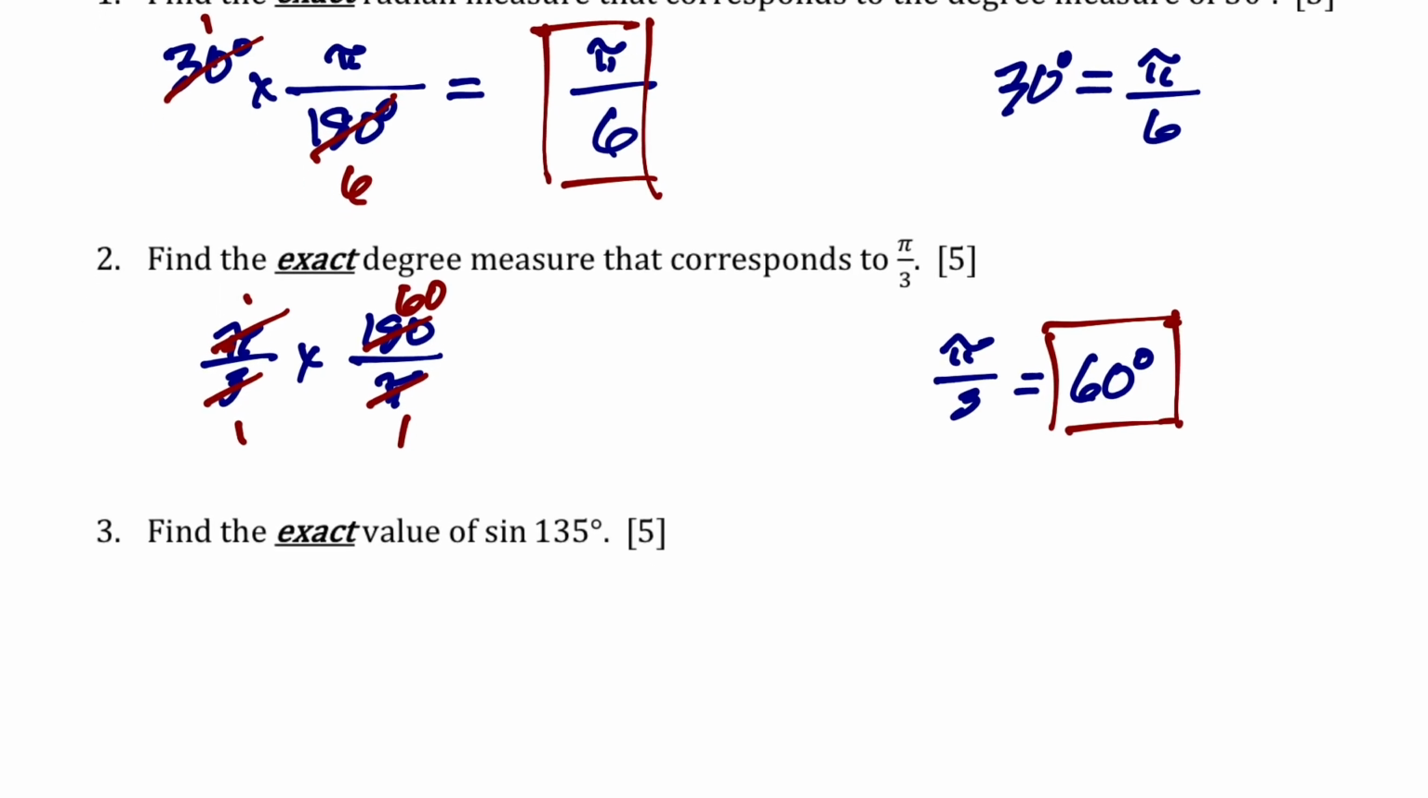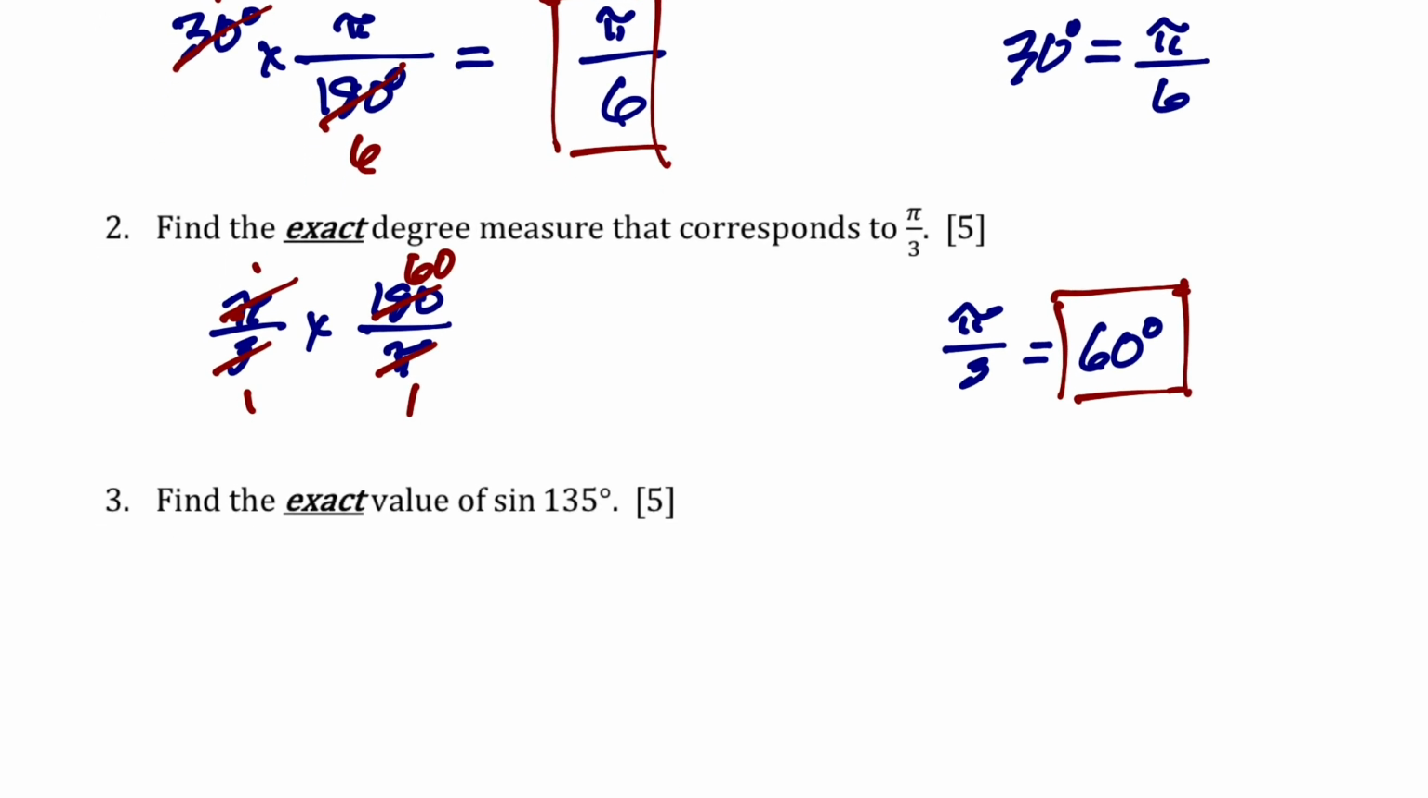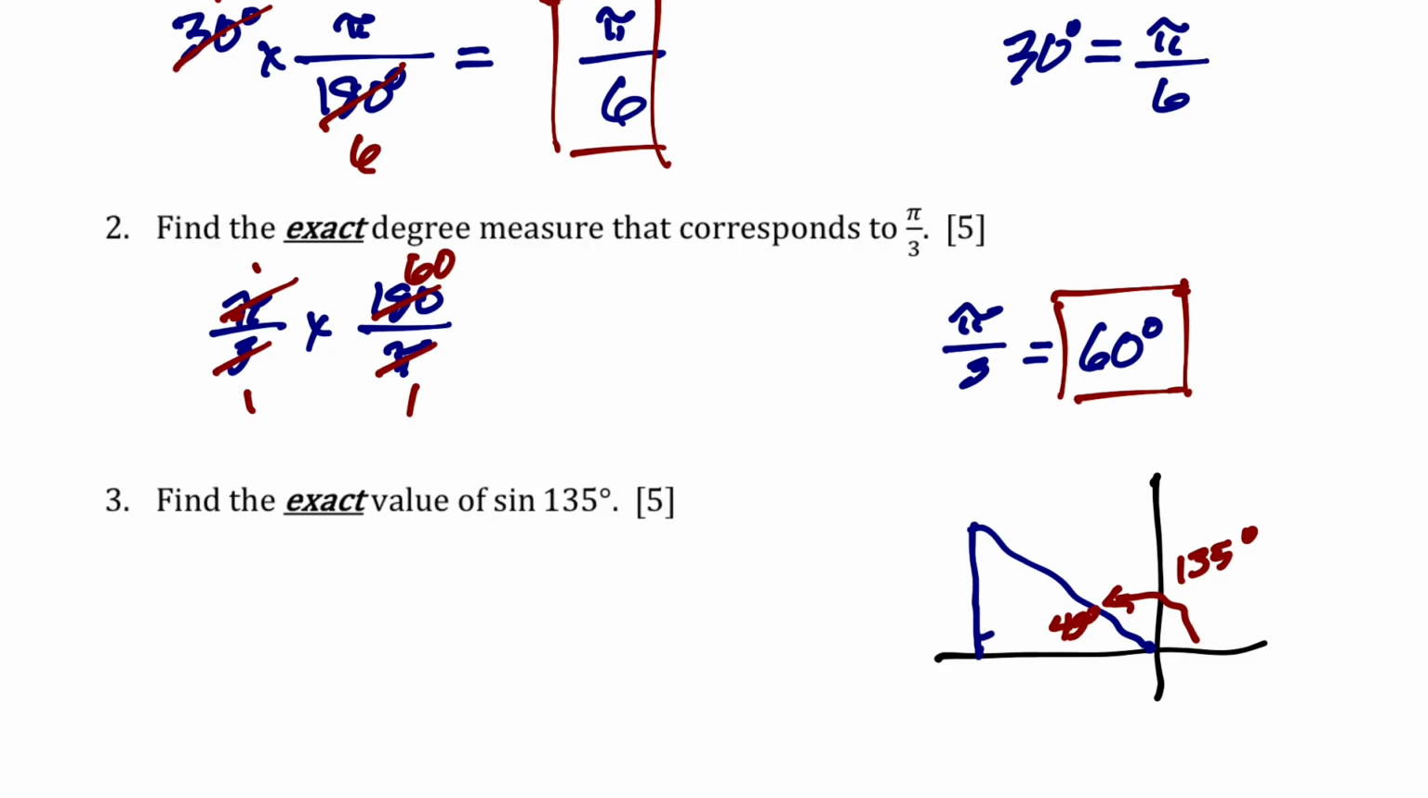Last but not least, for these three, we are looking at: find the exact value of the sine of 135 degrees. So I like to draw a reference triangle for that. I know that 135 degrees is somewhere over here in quadrant 2. That was a squiggly line, but here is my angle, right? So 135 degrees. So that means I have a reference angle of 45 degrees right here. So we can go ahead and complete our triangle. And that's a 45, 45, 90. So I know it has sides 1, 1, root 2.